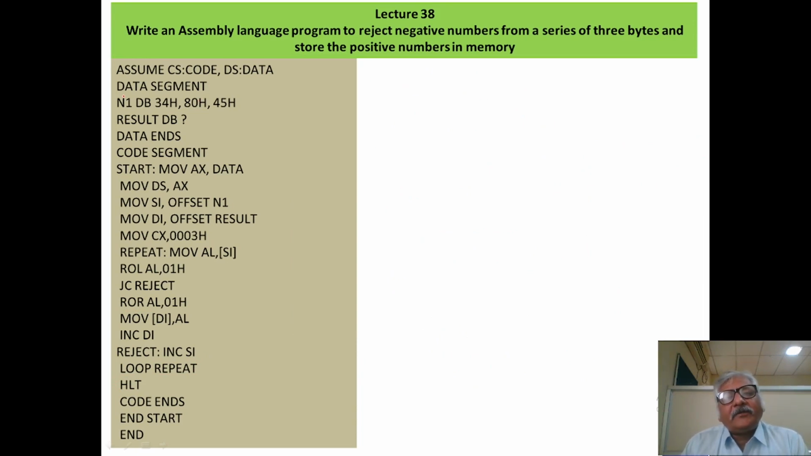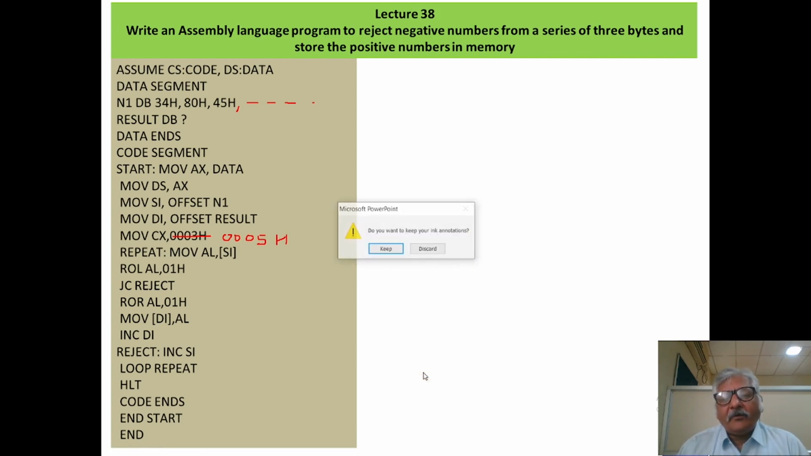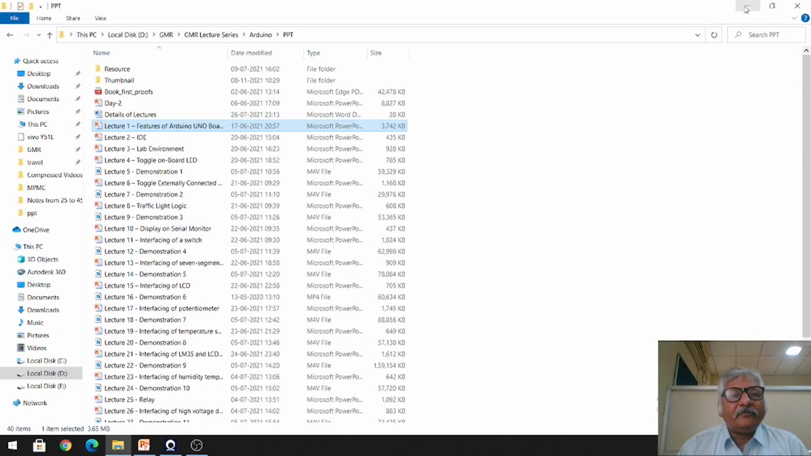So if we have a series of 5 numbers, then simply you write the 5 numbers here, right? And in CX, in place of 0003H, we have to write 0005H. That's all. The remaining program will be the same. Okay, now I will demonstrate this program in the MASM software.